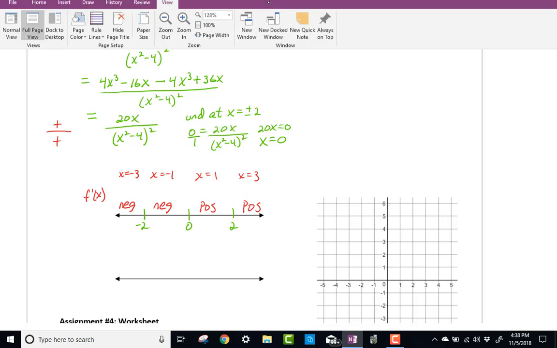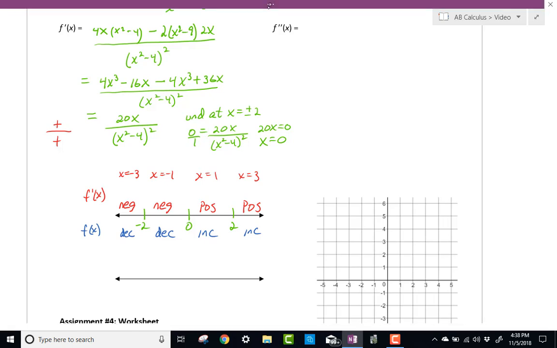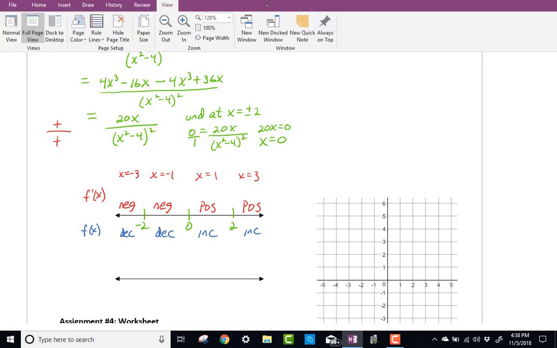All right. So what we're looking at is f of x. We want to know what f of x is doing. So f of x, if f prime is negative, we know that f of x is decreasing. So we're decreasing from negative infinity to 0. Then we're increasing from 0 to infinity. All right? So that's f of x. Let's look at f double prime of x.